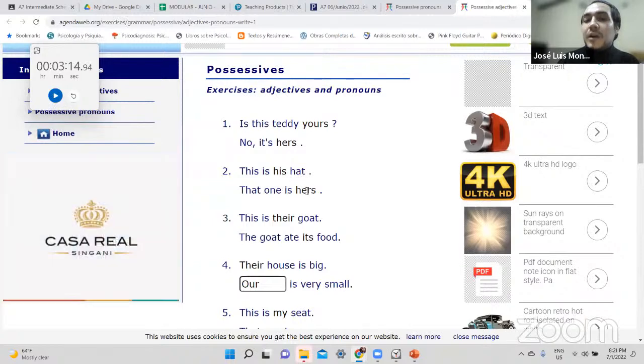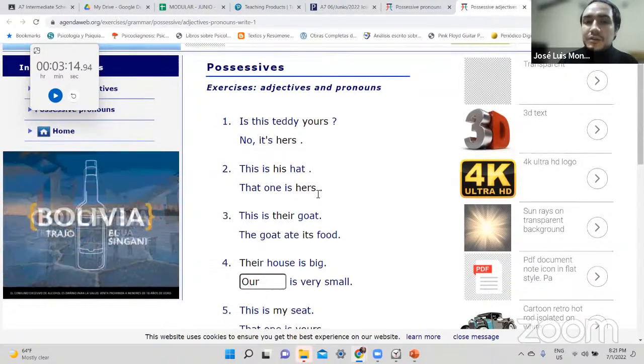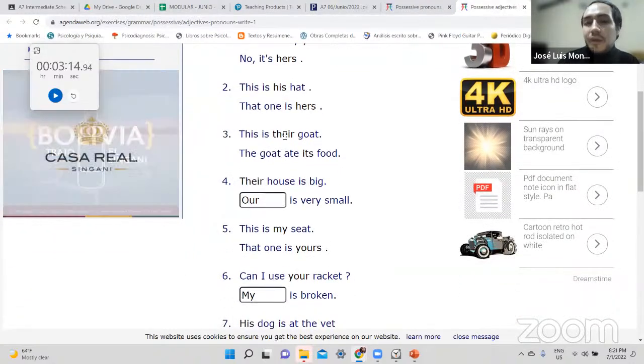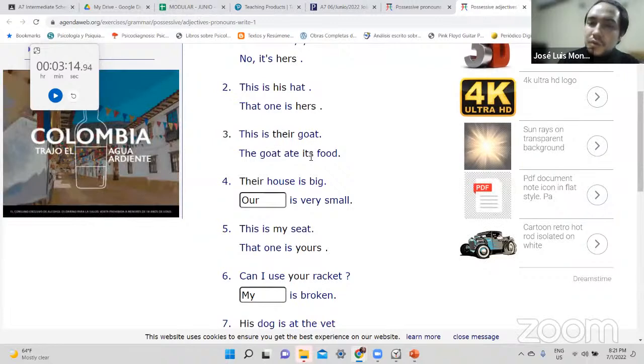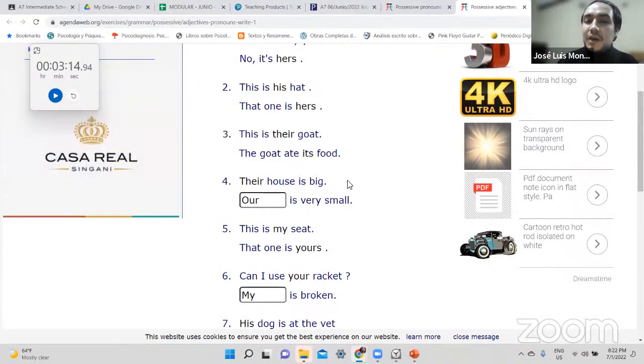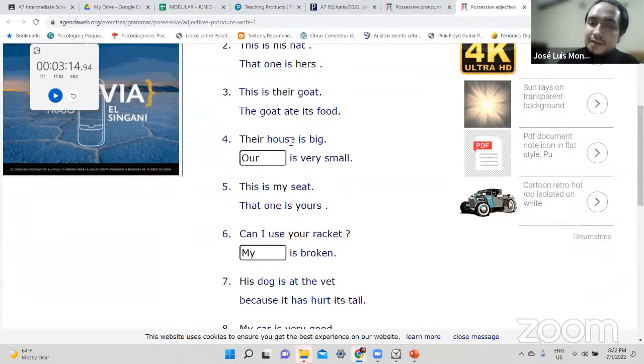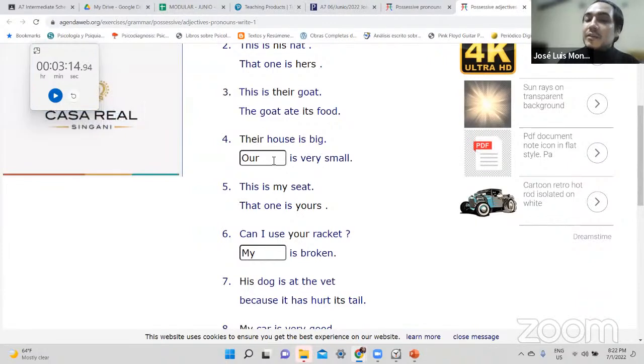That one is hers. Her means su. Hers means suyo. So it is correct, right? The same here. Their means su. And its means su. So it is correct. Their goat eats food. Now here, their house, su casa, is big.